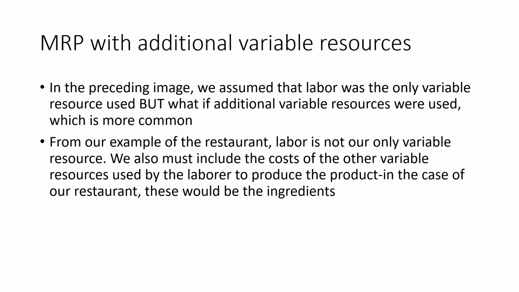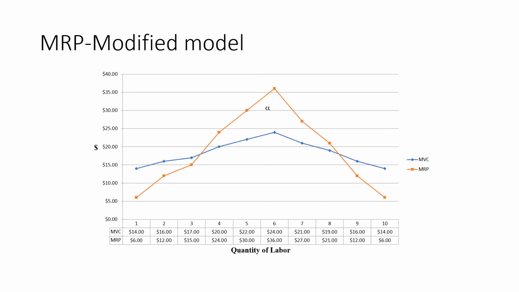In the preceding image, we assumed that labor was the only variable resource. Okay, from our example, the restaurant labor is not our only variable resource. We also must include the cost of the other variable resources used by the laborer. That brings us here. Okay, now we get more. This is the amount they're bringing in per laborer. This is the amount they're taking away per laborer. This is your marginal variable cost. Okay, so now you see how it bows up a little bit more.